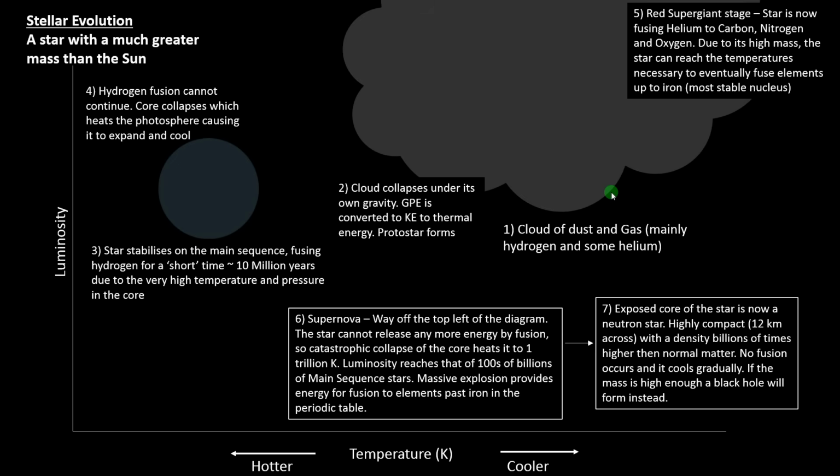But again, we're in the same situation. It can't release any more energy by fusion. It's incredibly hot to start with. Because it's so small, actually, we can't plot the neutron star on the Hertzsprung-Russell diagram, because despite its massive initial temperature, it's so small that its luminosity is very low. So it would actually be off the bottom left of the diagram. And it does a similar thing to the white dwarfs. It will cool gradually, okay? And eventually, once it's completely cooled, it won't be visible anymore.